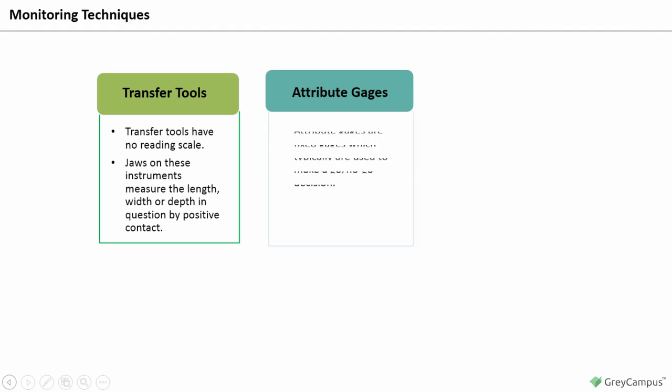Attribute gauges. Attribute gauges are fixed gauges which typically are used to make a go or no-go decision. Examples of attribute instruments are master gauges, plug gauges, contour gauges, thread gauges, limit length gauges, assembly gauges, etc. Attribute data indicates only whether a product is good or bad. Attribute gauges are quick and easy to use, but provide minimal information for production control.